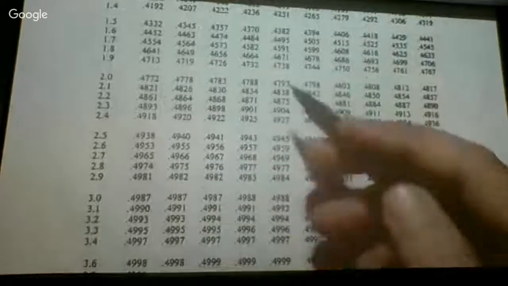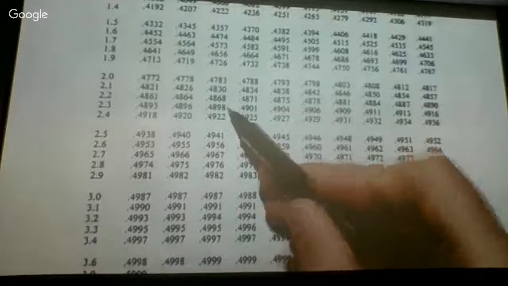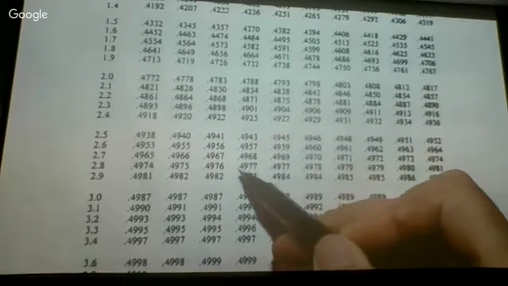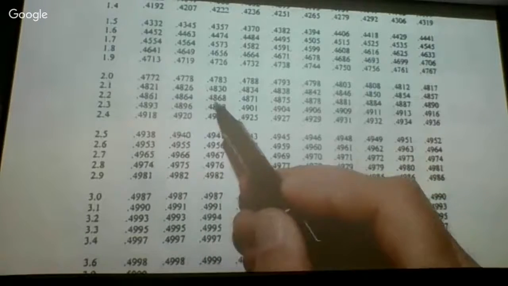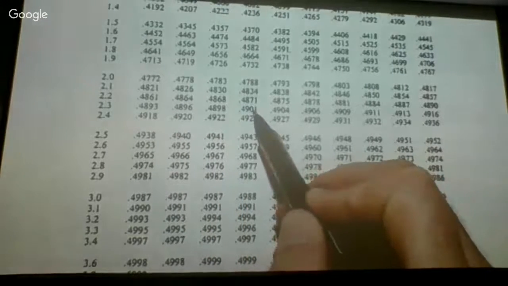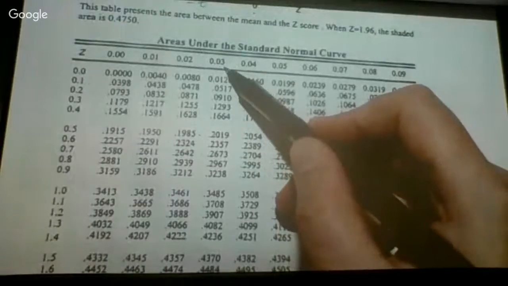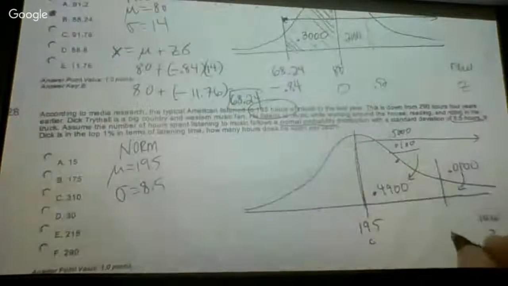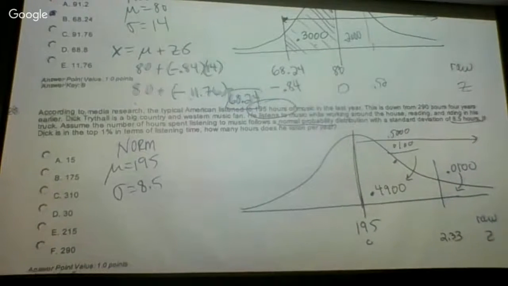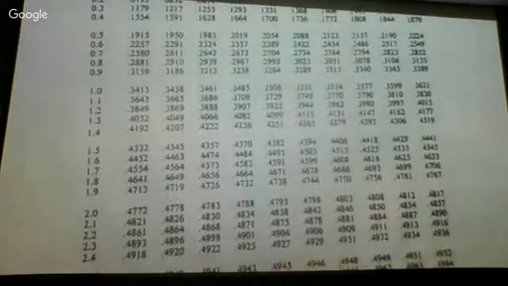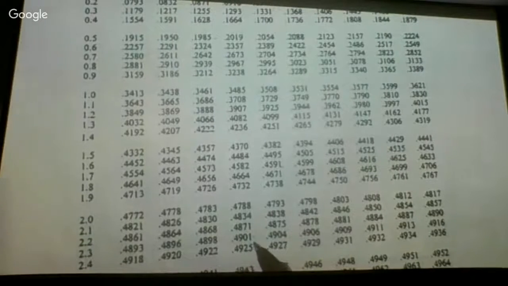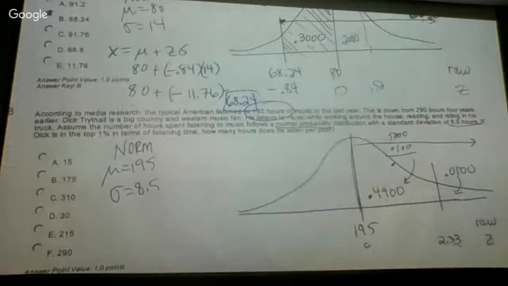In this case, if I'm trying to find 4900, I have an option between that one, or that one. That appears to be closer than that one, but in either case, we're talking about 2.33. So probably 2.33 is the z-score. In other words, if I look up a z-score of 2.33, I get an area that's approximately 0.4901.